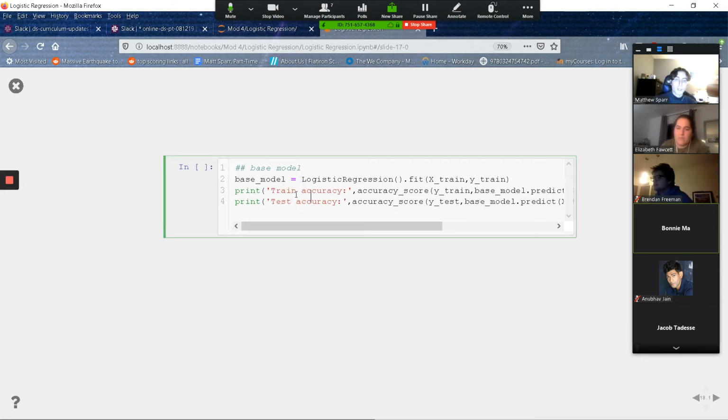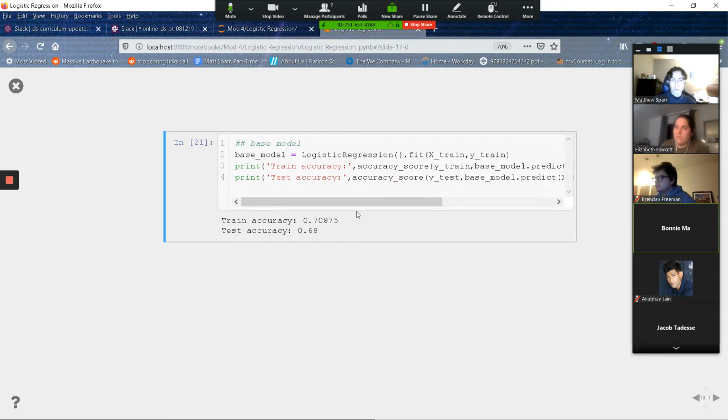Now we're going to build our base model. This is what you almost always do to start. You need something to compare to. So you want to build a model that doesn't have any changes. It's just the information you were given.